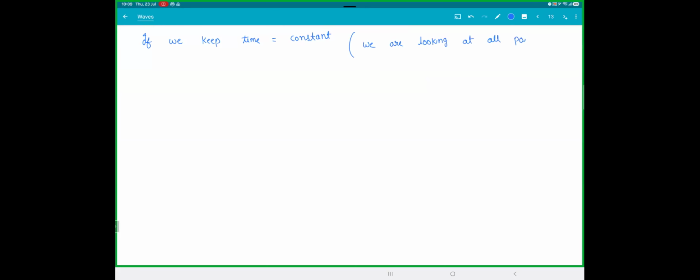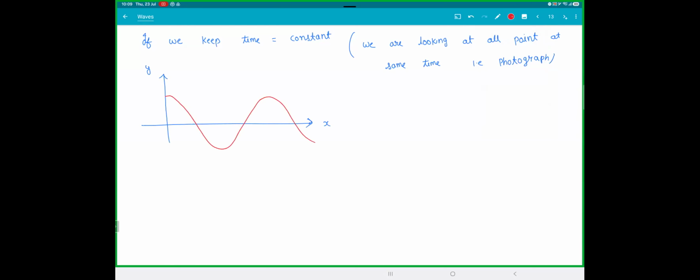This is important, to understand what happens when you keep something constant. If we are looking at all points at the same time, a y-x graph is actually a photograph. So when someone says this is a y-x graph of a wave, what he is giving you indirectly is a photograph. So a string is moving and someone takes a photograph. Maybe we have particles like A, B, and C. So a y-x graph is a snapshot or a photograph.